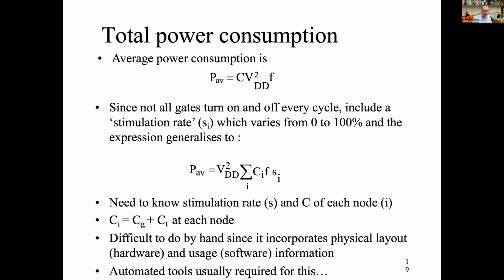So we need to know the stimulation rate for each node, each part of the circuit, and we need the capacitances at each node. And this is quite hard to do by hand because you not only need the physical layout, which is the hardware of where all the tracks are, but you're also then going to need software information about how the chip's going to be used. And of course, this then depends on assumptions because the stimulation rate will vary a lot between whether you're doing some word processing, for instance, on your laptop, or whether you are on a Zoom call or watching a video or playing a game or whatever you're doing.